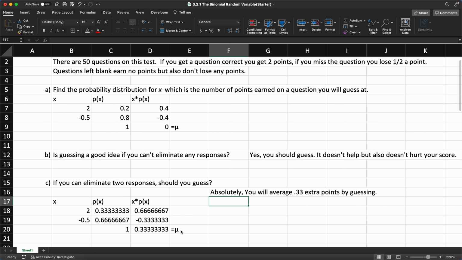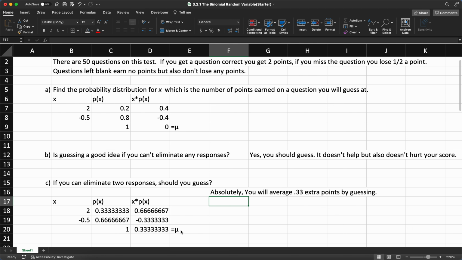But if you're doing this 50, 100, 1,000 times, on average, you're either going to break even or you're going to gain points. Breaking even being if you can't eliminate any of the responses, or gaining some points if you can eliminate 2 responses.